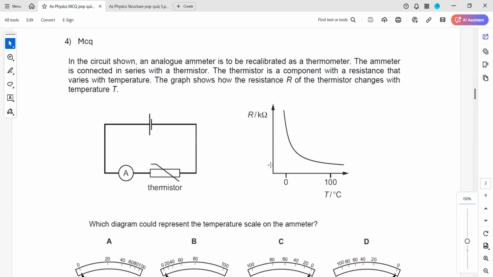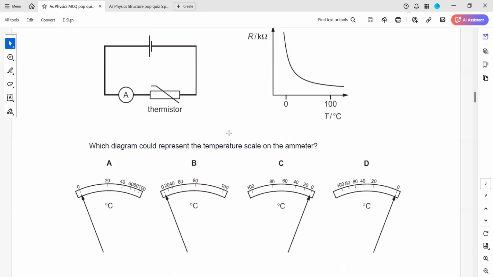In question four, in the circuit shown, an analog ammeter is to be recalibrated as a thermometer. The ammeter is connected in series with a thermistor. The thermistor is a component with a resistance that varies with temperature. The graph shows how the resistance R of a thermistor changes with the temperature. Which diagram could represent the temperature scale of an ammeter?